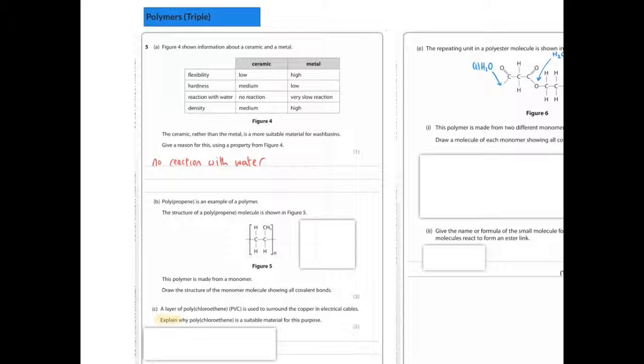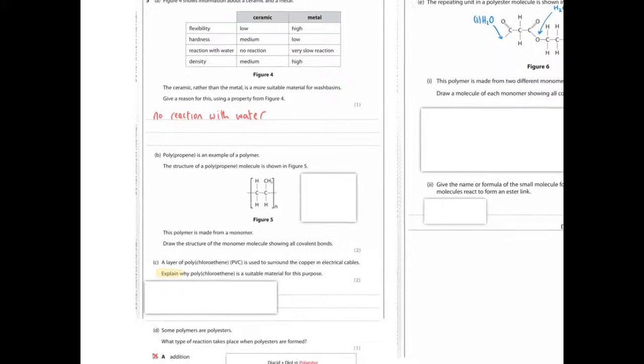Figure 4 shows information about a ceramic and a metal. So flexibility low, high, hardness medium, low. You can read that yourself. The ceramic rather than the metal is a more suitable material for wash basins. Give a reason for this using a property from figure 4. Well, a wash basin obviously gets wet very frequently, so this doesn't react with water. This reacts slowly, but still reacts. So obviously that would be the most useful thing for a wash basin.